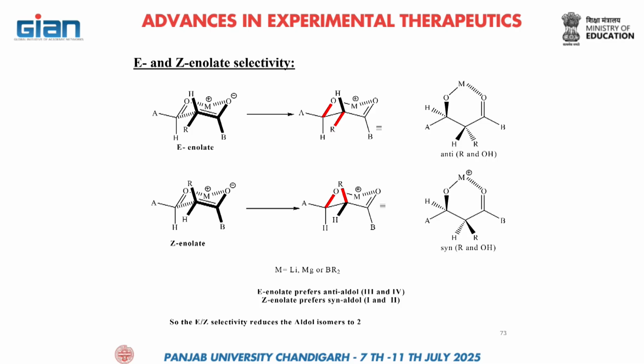Now if you see, you have a E enolate. What is the meaning of E? Your R and O negative M, they should be on the opposite side. Now see the picture which I have shown in red color. Carbon oxygen bond is in red color, carbon R bond is in red color. If you have a E enolate, check oxygen and R are opposite to each other. Now if you go to the Z enolate, what is Z enolate? R and O negative M on the same side. So you see carbon oxygen and carbon R, they are on the same side.